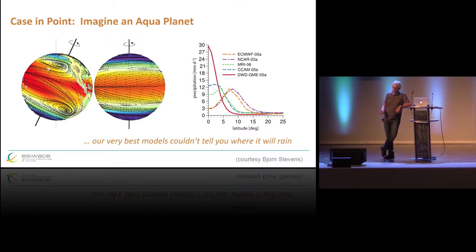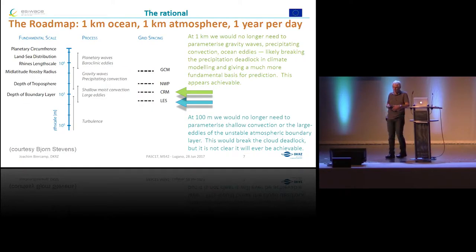he took the same models and used them on an Earth without continents and not tilted, so the axis in another direction. And basically what comes out is that the models completely disagree on where it rains, how much it rains. So the models are tuned, not really to the physics, but to the conditions of how our world looks. So if something changes, can we be sure to really get clouds and precipitation right?